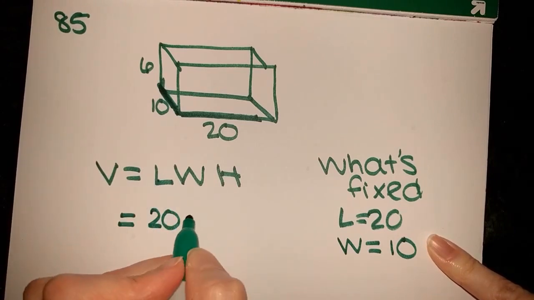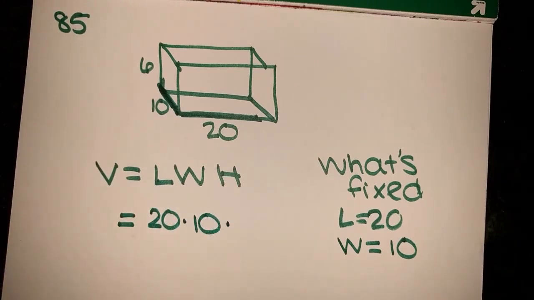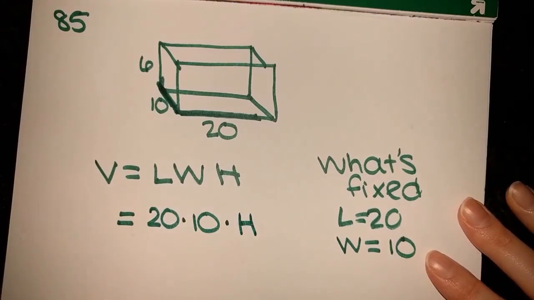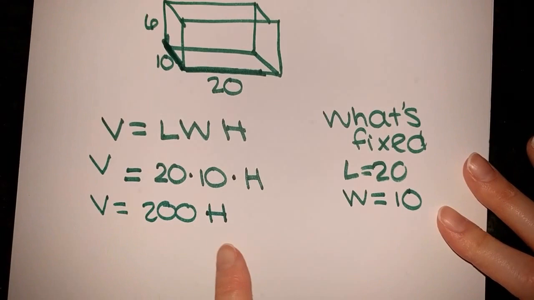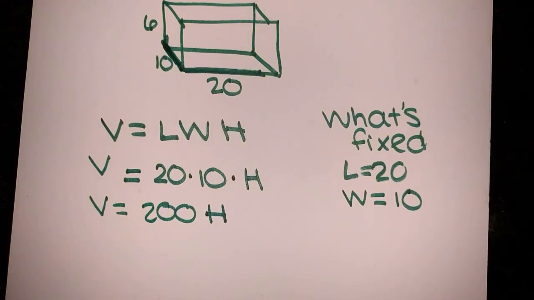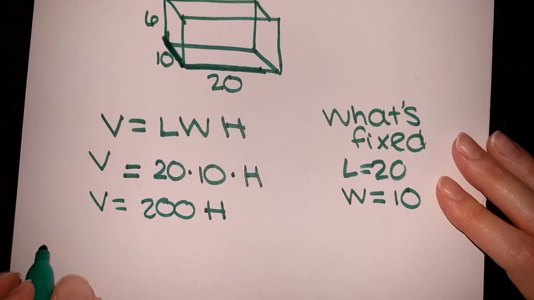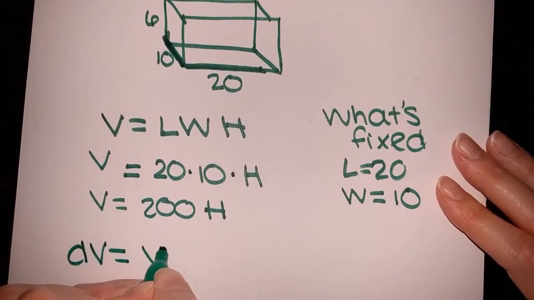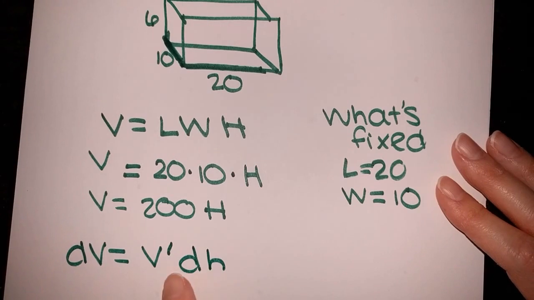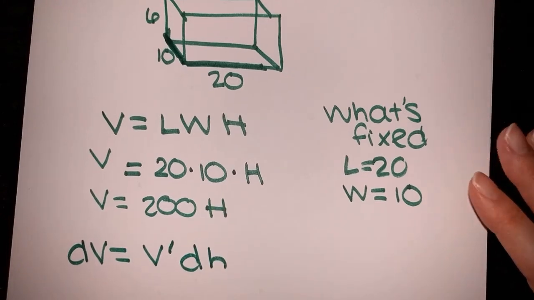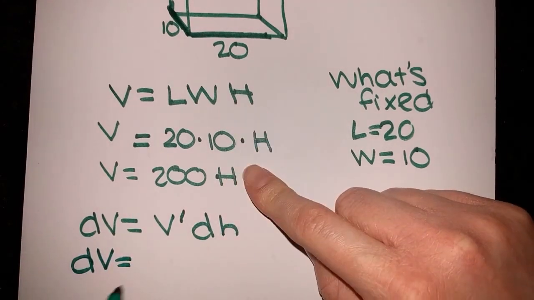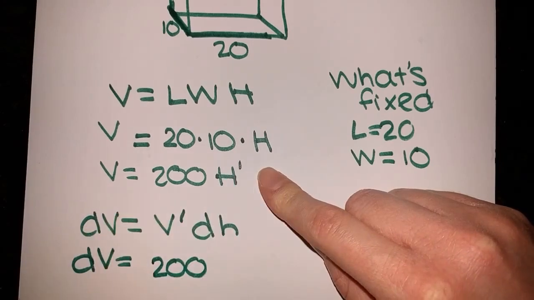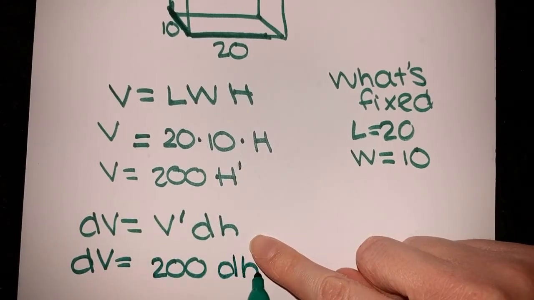So we can plug in that length is 20 and width is 10, but the height, or the depth of the pool, is changing. And so that's going to be our independent variable. So we get volume is equal to 200 h, and then we're going to take the derivative with respect to that height variable. So our differential will look like dV is equal to V prime times the independent variable h, which is going to be our dh. Okay? If I look at dV here, taking the derivative of V, I get 200 because it's just linear in the h variable, and then times the dh.